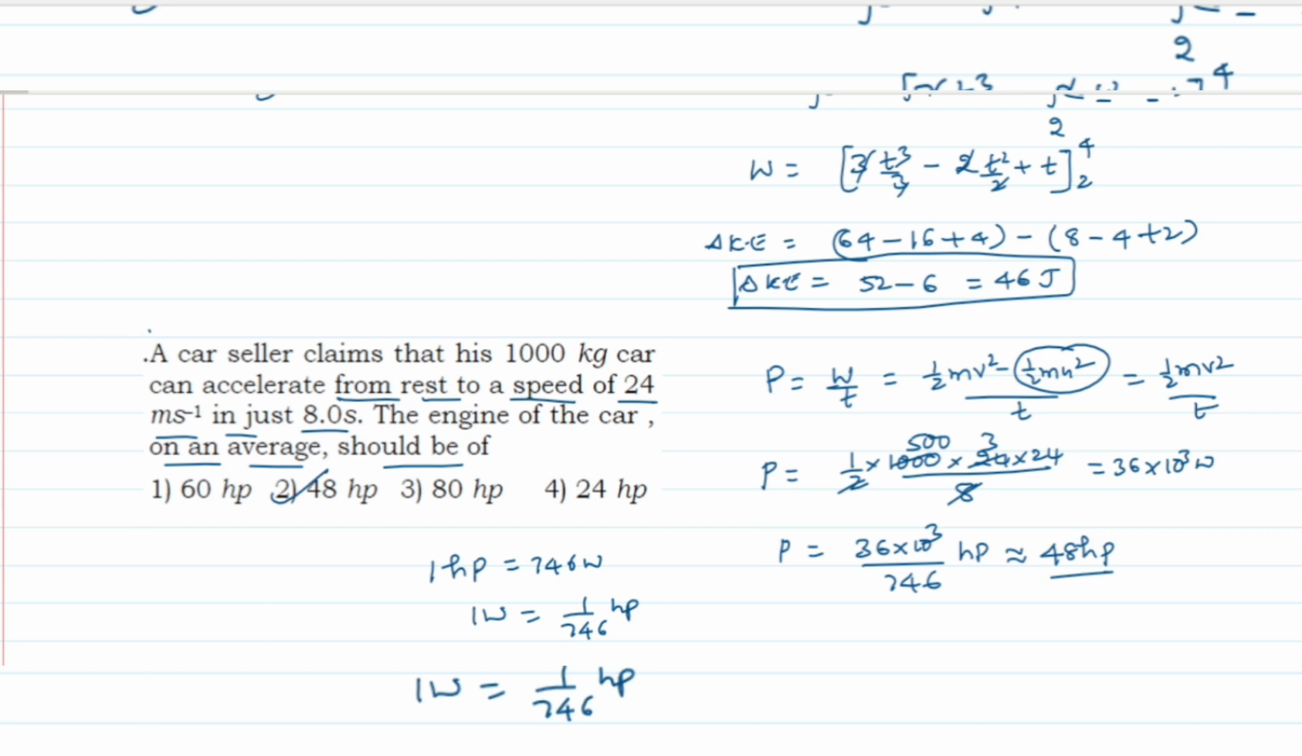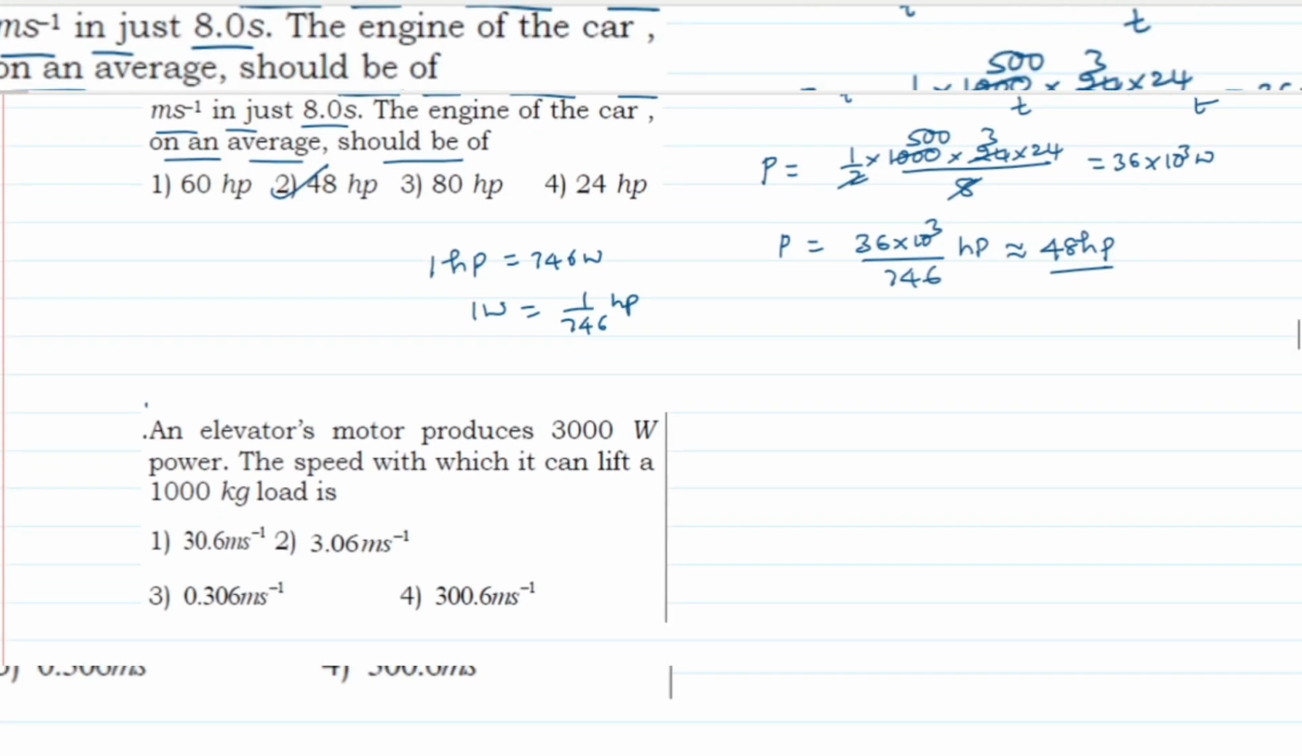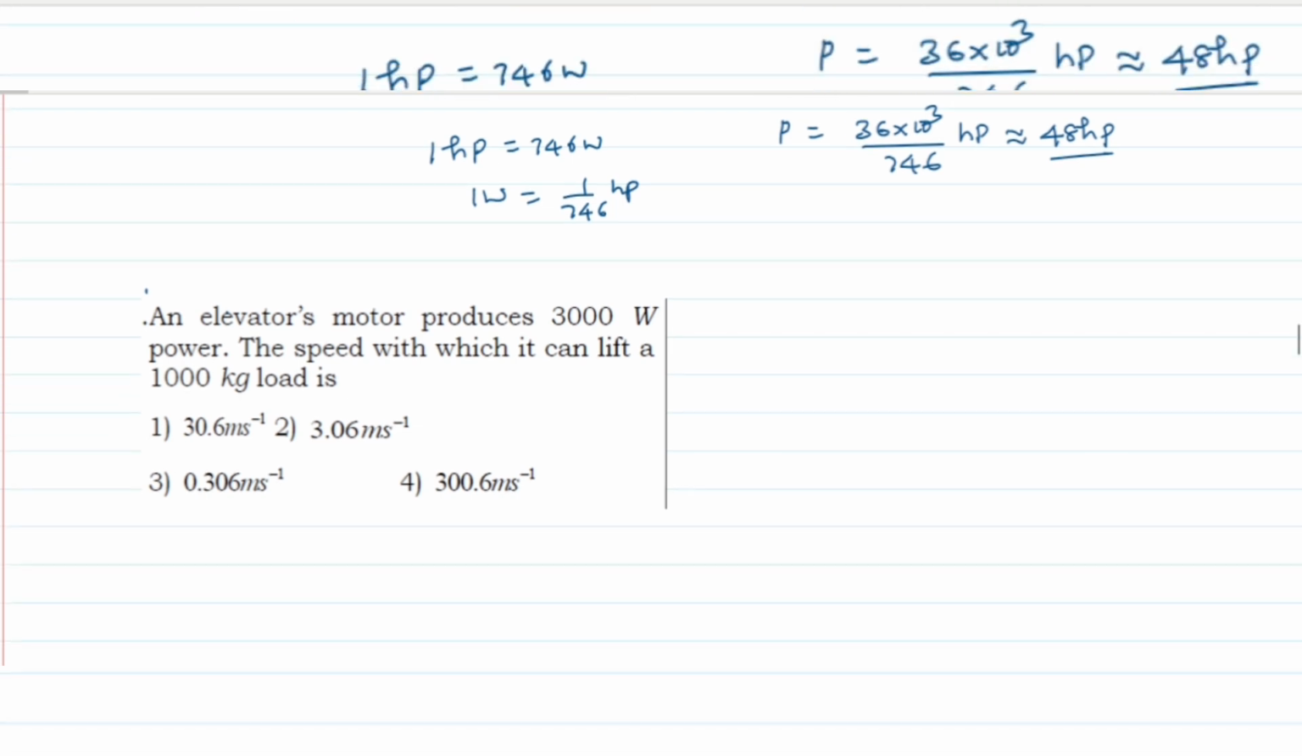Let us see the next question. An elevator's motor produces 3000 watts power. The speed with which it can lift a 100 kg load, they are asking. So here a motor is going to be giving 3000 watts power. The speed with which it can lift the load, they are asking.